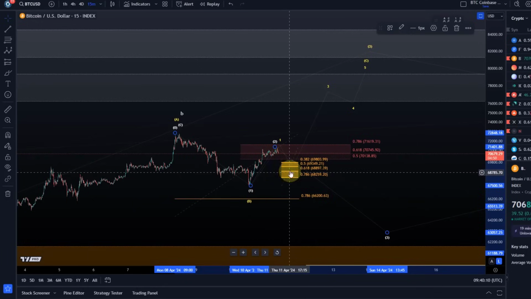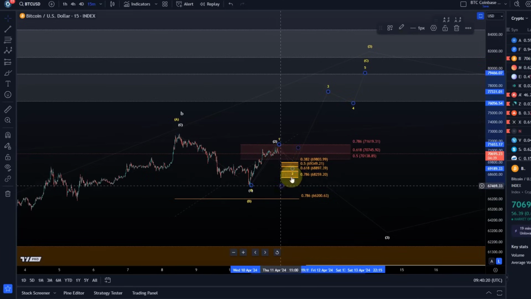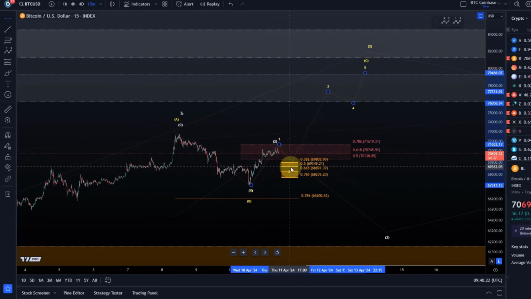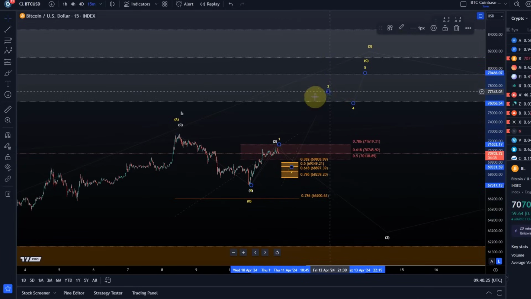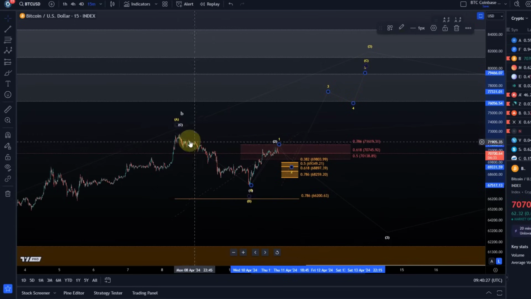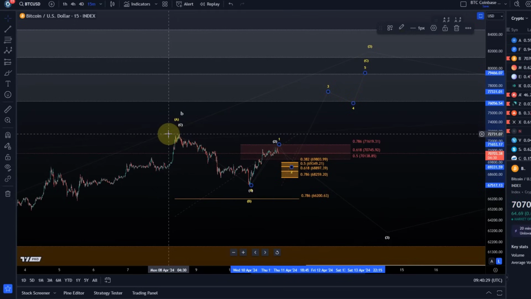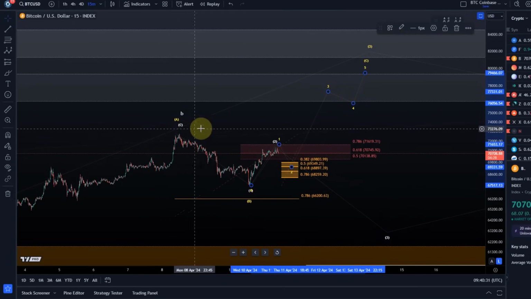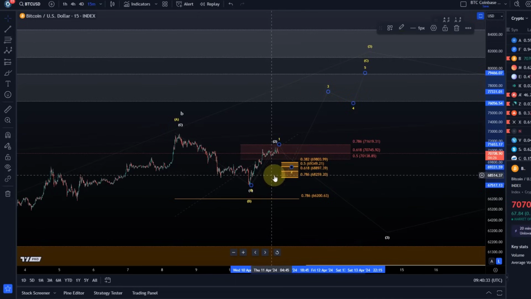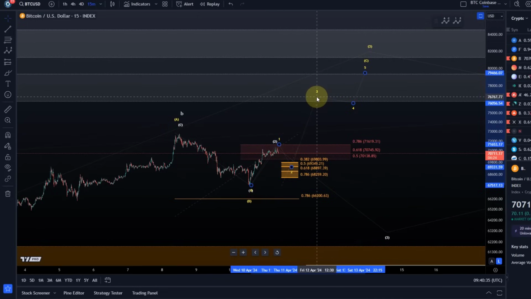So if there is a pullback, and it looks like it might have started, and it's corrective, then we could argue, okay, maybe it's wave 1 to the upside in the yellow count. This is now a wave 2 pullback, and then we can get a third of a third wave. And if we break above resistance then, plus break above Monday's high, which is at 72,750, then it would tell us probably we have to follow the yellow count.